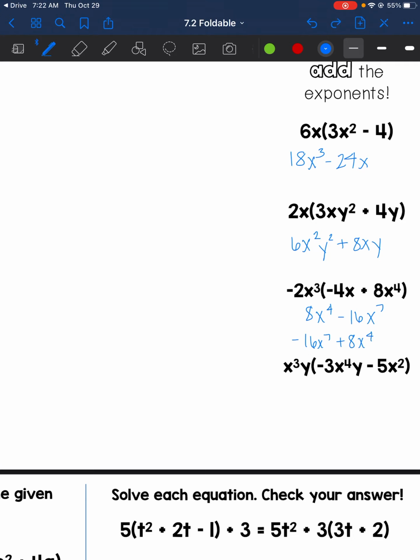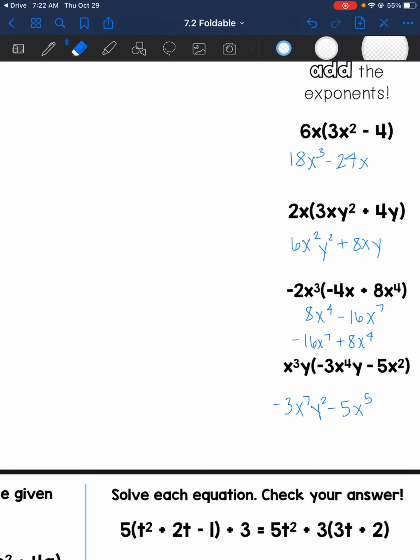And looking at the last one here, this one has the monomial up front with 2 different variables. We have a coefficient of 1 out here, so when we're multiplying against this first one, 1 times negative 3 is negative 3. X cubed times x to the 4th is x to the 7th. And then y times y is y squared. Okay, then we're going to have a minus 5x to the 5th.